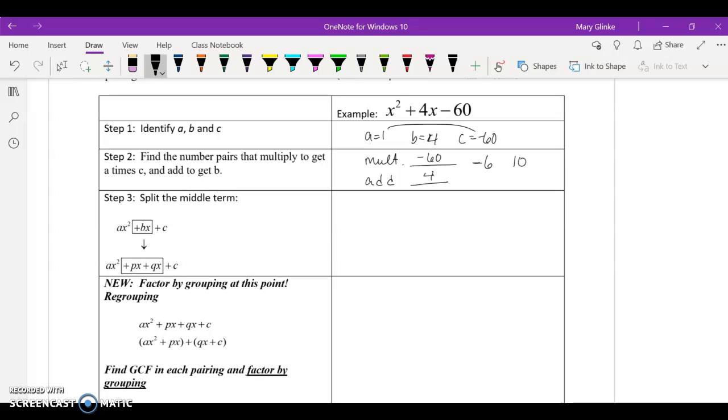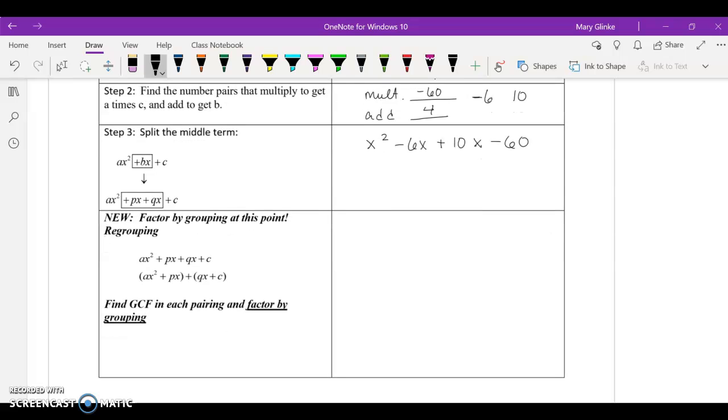Step 3, split the middle term. Again, not new. So we have x squared minus 6x plus 10x minus 60. And it can go in any order. Okay, it doesn't matter which order as long as you keep the first term and the last term. The middle two can get flip-flopped.